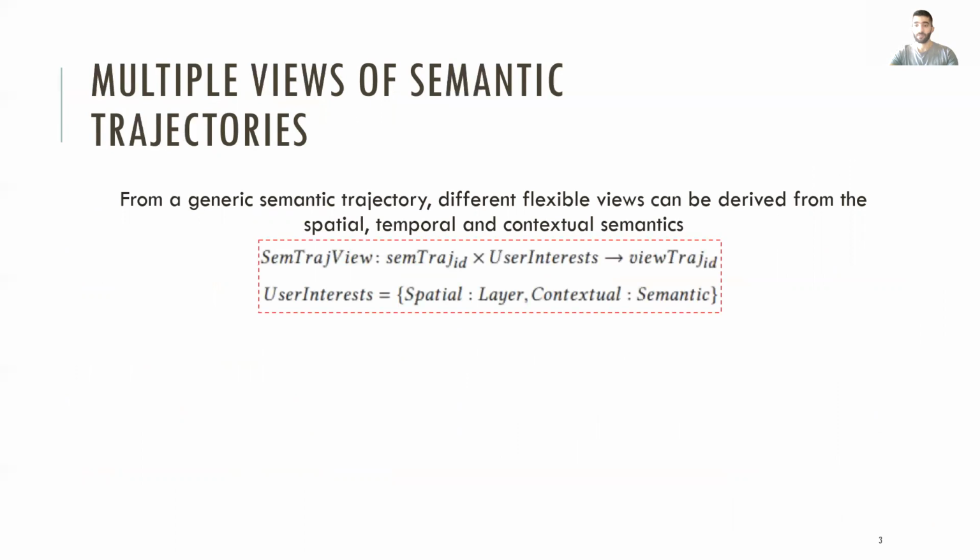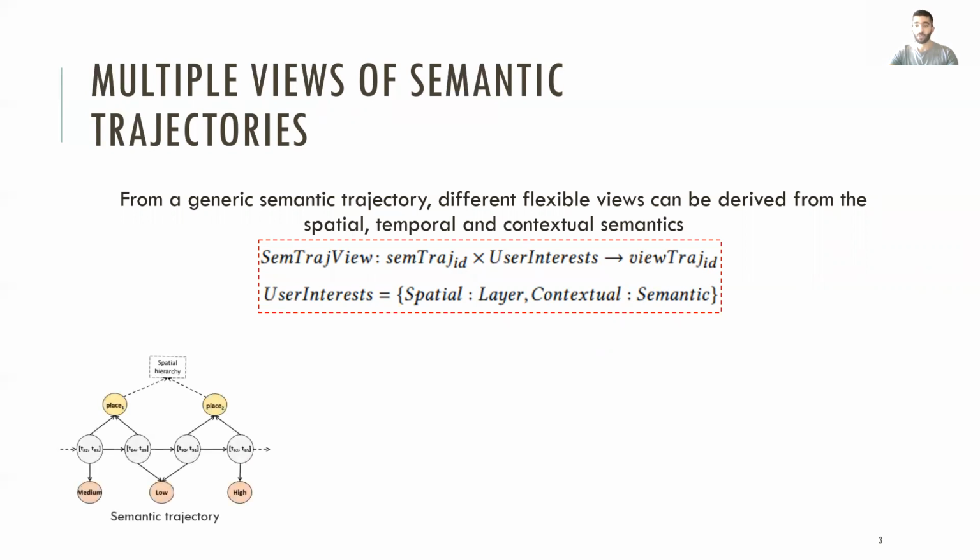The derivation mechanism extracts, from a generic semantic trajectory representation, different flexible views derived from the spatial, temporal, and contextual semantics. The concept depends on some user's interest specified on the spatial or the contextual level. For example, the spatial user interest denotes a set of layers, and the contextual user interest can denote a set of semantic contextual values. This favors a hybrid representation from micro to macro data representation and vice versa.